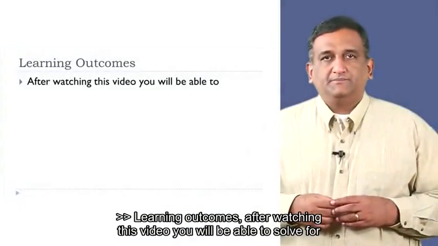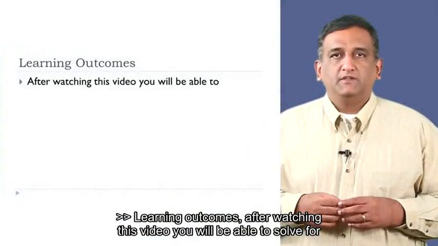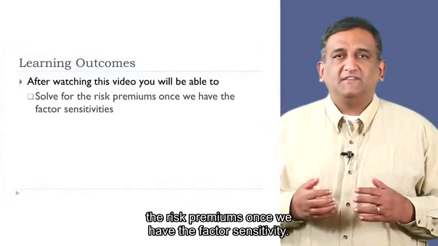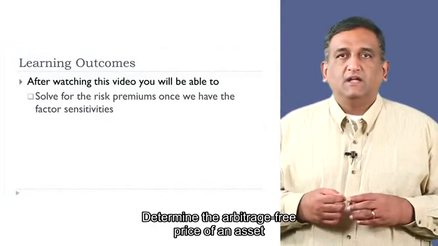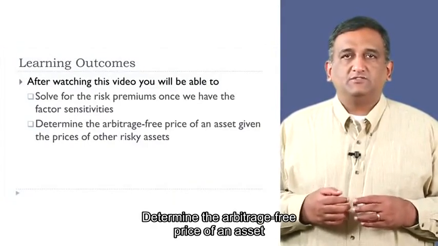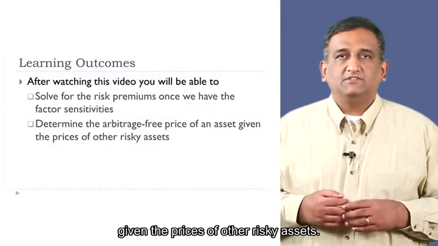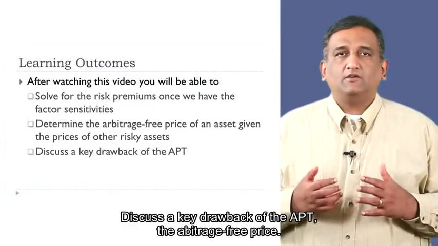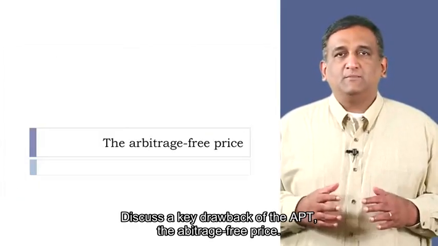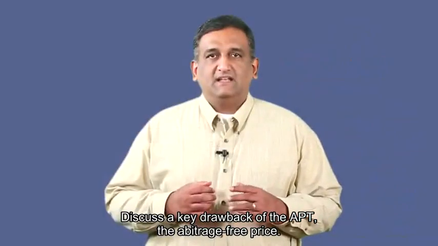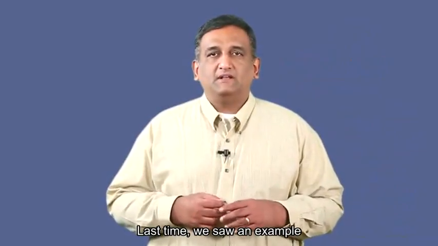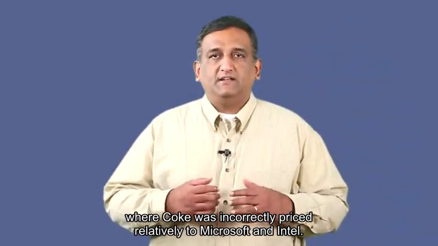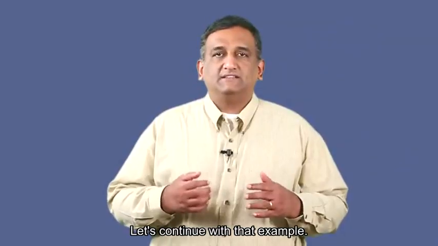Learning outcomes. After watching this video, you will be able to solve for the risk premiums once we have the factor sensitivities, determine the arbitrage-free price of an asset given the prices of other risky assets, and discuss a key drawback of the APT. The arbitrage-free price. Last time, we saw an example where Coke was incorrectly priced relative to Microsoft and Intel.